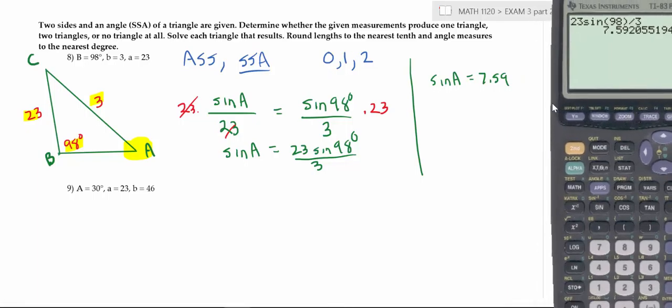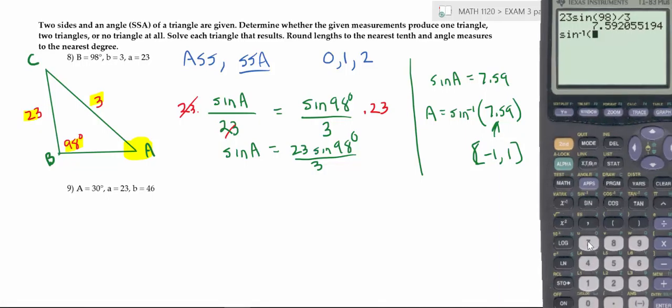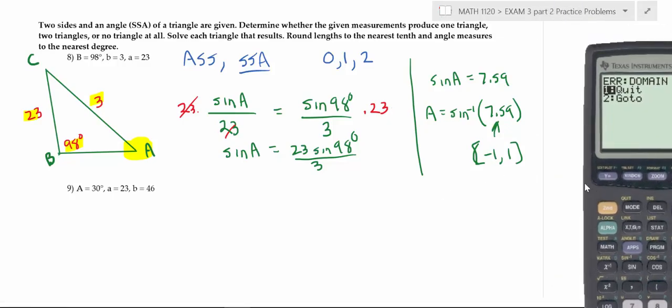Now what you need to know is if you do the inverse sine of this value, 7.59, you're not going to get a triangle because that's out of the domain. The domain of an inverse sine goes from -1 to 1. Even if you forgot that, if you did the inverse sine of 7.59 on your calculator, you're going to get an error. Okay, so that just means that this particular problem has no solution. All right?